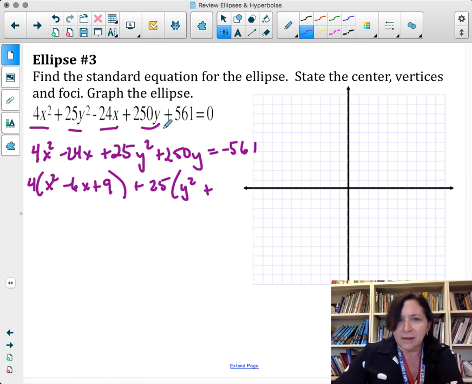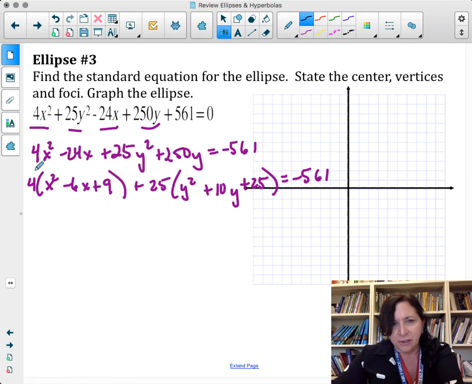So that's 4, 8, 9, 10. So we have 10y. Now half of 10 is 5. 5 squared is 25. And what I have on the right is negative 561. And remember, you've got to put those values back in. So if I temporarily factored out that 4, I do need to add it back in.